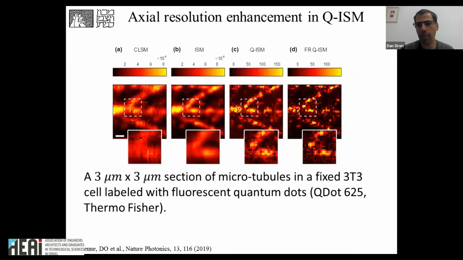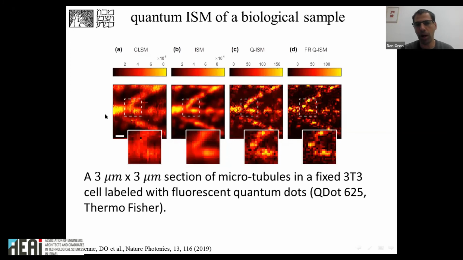And this is an example of a bioimage. So these are microtubules labeled with quantum dots, as seen in a confocal microscope, in an ISM microscope, and in a quantum ISM microscope. So this is just a quantum version of ISM. You can see the enhancement in resolution. You can also see the loss in signal, right? The signal intensity is lower because correlations take more time to accumulate.